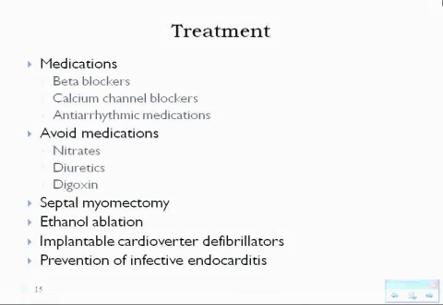Treatment, beta blockers are usually the treatment of choice, calcium channel blockers as well. And antiarrhythmic medications, of course, are clearly important. You want to avoid going from a normal sinus rhythm into atrial flutter or atrial fib. The things that you want to avoid are preload reducers. So nitrates and diuretics are really bad choices in these patients.